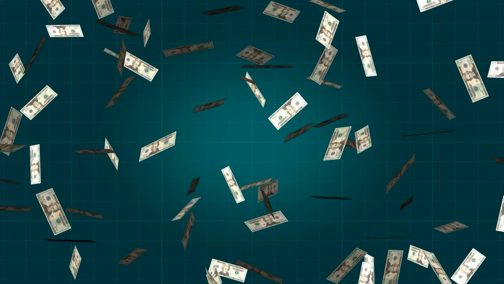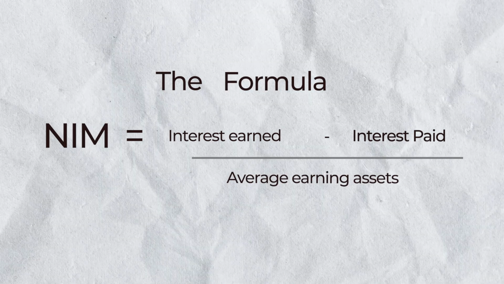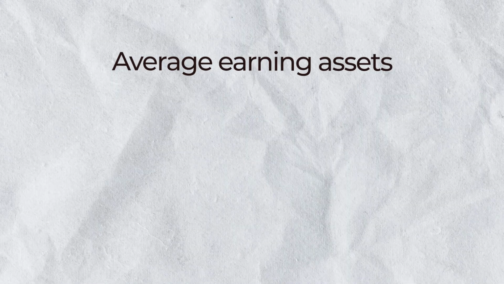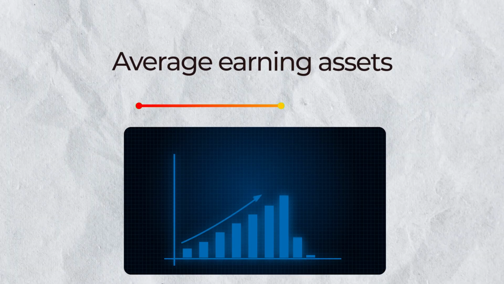I already introduced NIM earlier. Now let's go slightly deeper. NIM tells you how efficiently a bank earns interest from its assets. The formula is simple. NIM equals interest earned minus interest paid divided by average earning assets. Average earning assets means the average value of loans and investments that generate interest during the year.